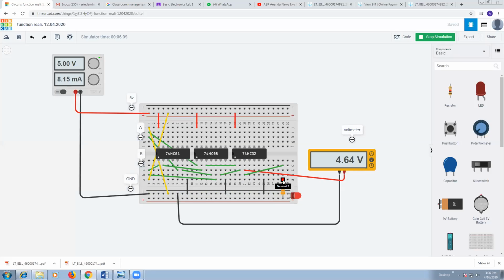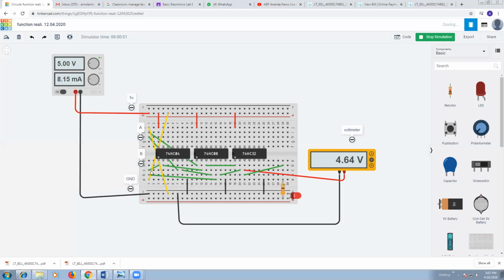So this A and B is already connected. This A is connected with 0, and B is connected with 1. So you can see here the output is logical 1, or the voltage is 4.64. If I connect B, by deleting B from here, and start simulation.